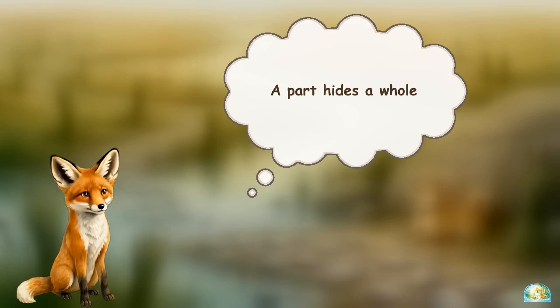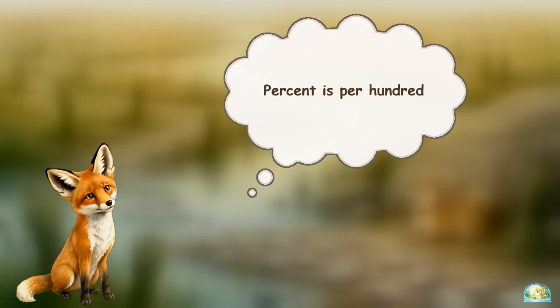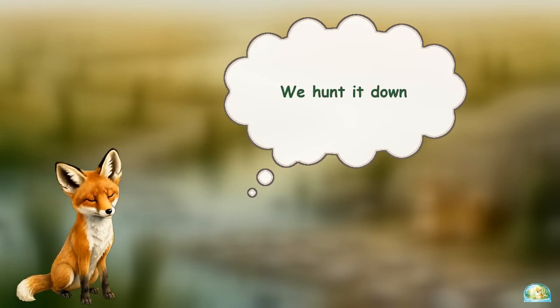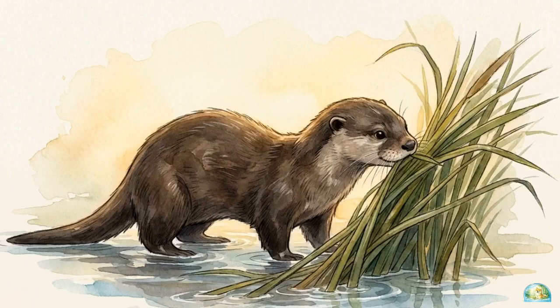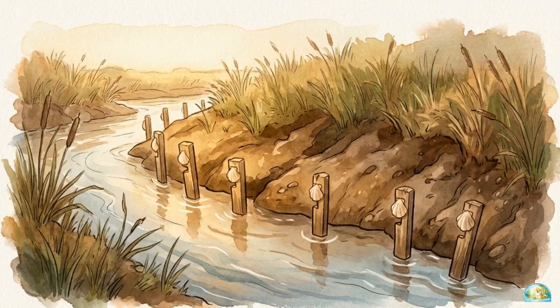A part hides a whole. Percent is per 100. We hunt it down. Watch the scene first. Before we even calculate a single number, the math is already built directly into the physical world around us. Our goal is to find the percent of a quantity, and we will do that by reading the physical evidence left in the environment.